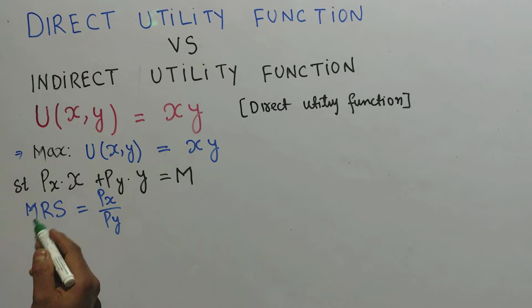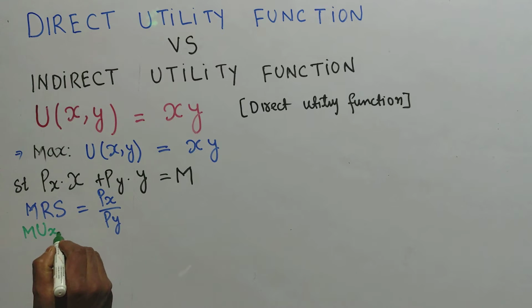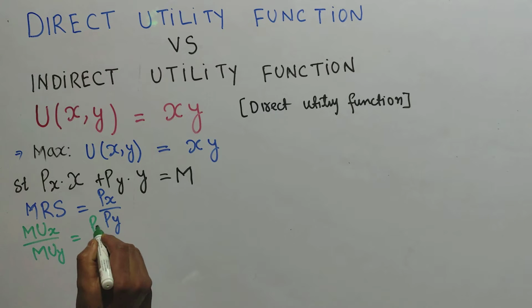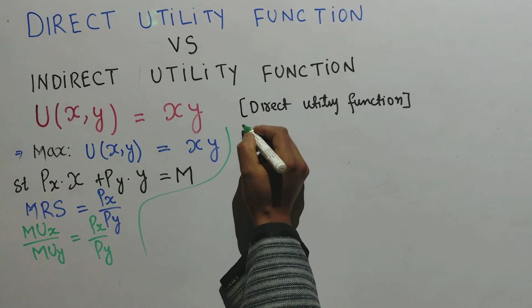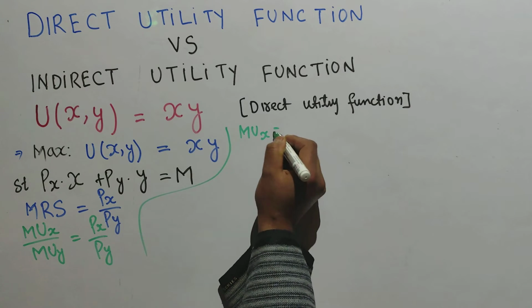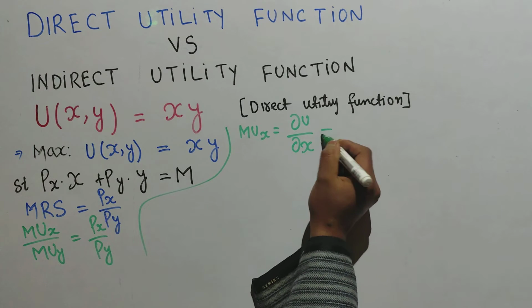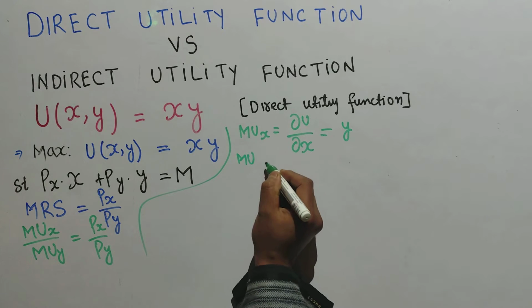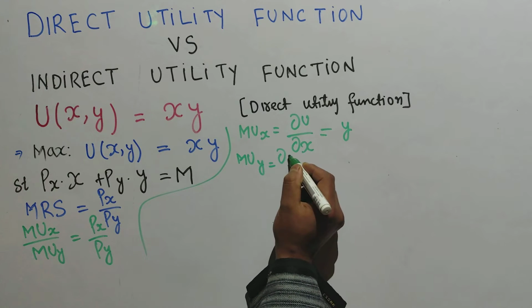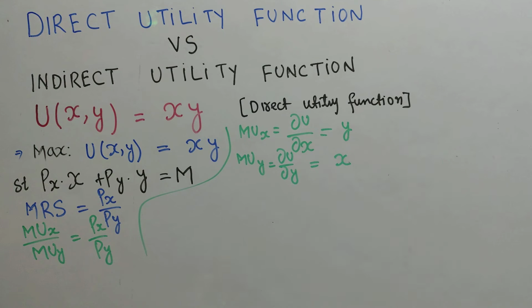I will explain how we derive the indirect utility function and what is the difference between them. So MRS is simply the marginal utility of good X upon marginal utility of good Y. It should be equal to price of X upon price of Y. And MUX is simply the partial derivative of the given direct utility function with respect to X. If we take the partial, we will get Y. Similarly, marginal utility of good Y denotes the partial derivative of the given utility function with respect to Y, and here we will get X.